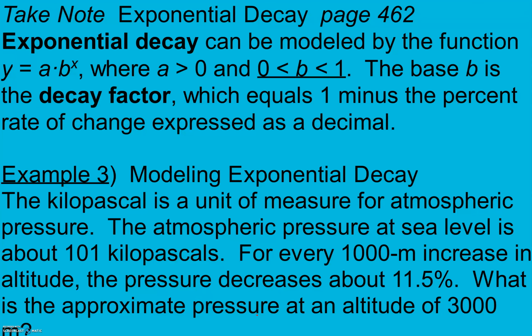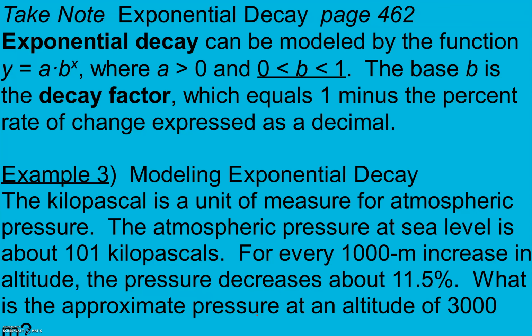Continuing on in section 7.7 here, take note on page 462 deals with exponential decay. Exponential decay can be modeled by the function y equals a times b to the x power. A is still positive, but here our b value is between 0 and 1. The base b is the decay factor, and it's 1 minus the percent rate of change expressed as a decimal.